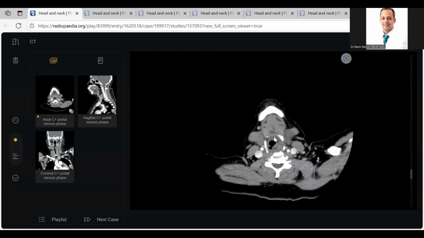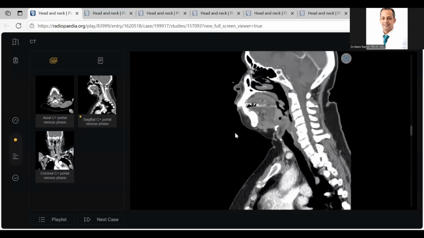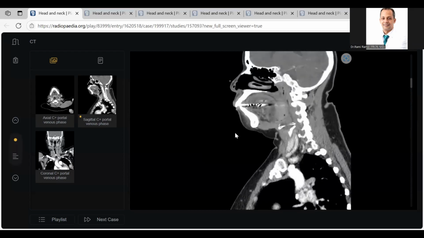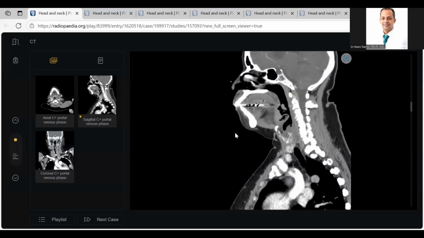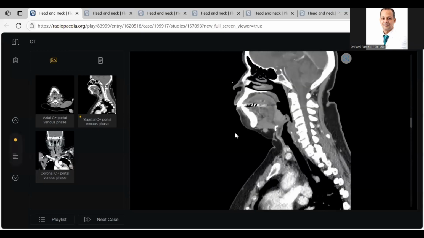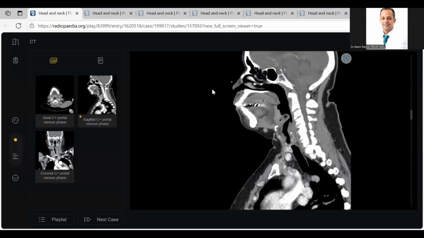This is containing the base of tongue and epiglottis. This is acute emphysematous epiglottitis, life-saving. Why? Because it may obstruct the airway. First step, secure the airway. Second step, this patient needs a high dosage of vancomycin and cortisone.